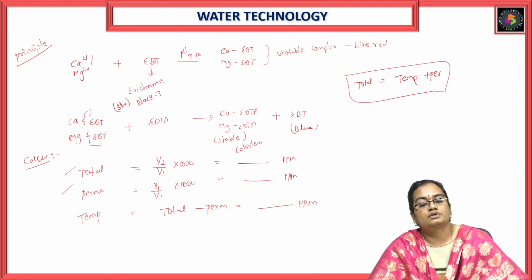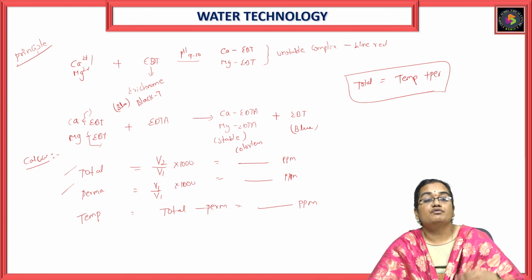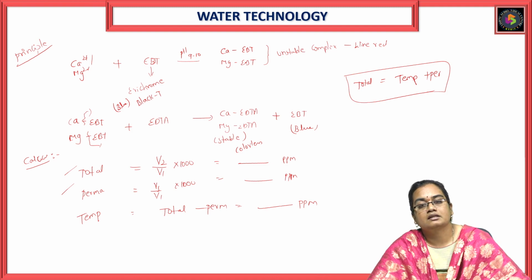In the next class we are going to discuss municipal water treatment. That means the water that is coming to your home consists of impurities, so before coming to our houses, what are the steps followed by the municipal people? That we are going to discuss in the next class.